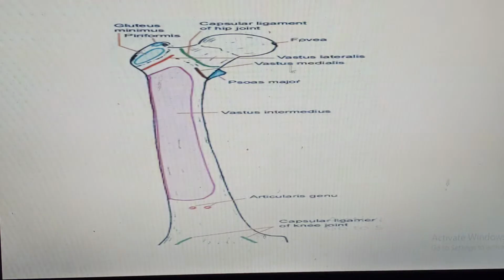Then you can see the vastus lateralis and vastus intermedius taking attachment at the proximal aspect. Just below the greater trochanter will be the origin of the vastus lateralis. Around the inferior aspect of the intertrochanteric line, we have the vastus medialis originating. Then the vastus intermedius originates from the proximal shaft of the femur anteriorly.